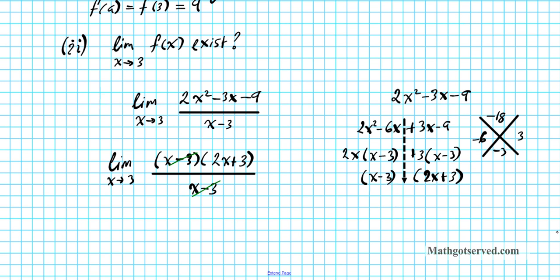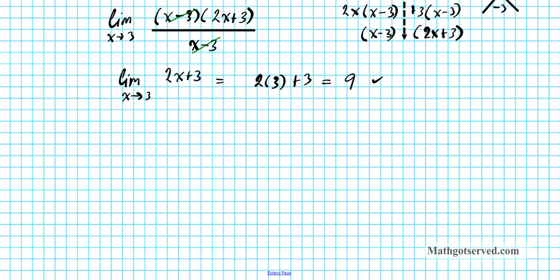Now we can plug in, or let's rewrite it. This limit now becomes the limit as x approaches 3 of 2x plus 3. Now plug in 3, we have 2 times 3 plus 3. 6 plus 3 is 9. So the limit does exist, which is excellent. So the limit exists. It passed test 2.